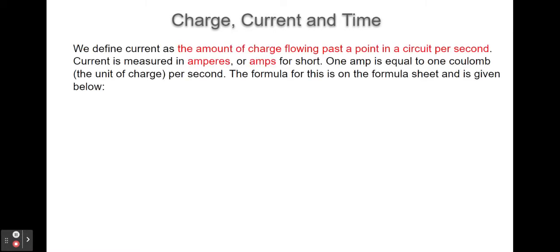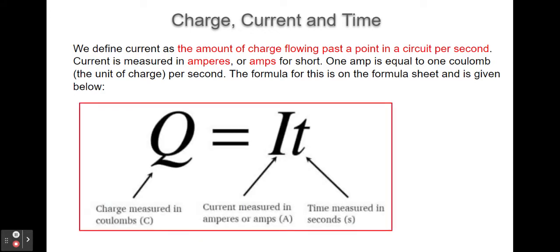So we can define the amount of charge flowing past a point in a circuit per second as the current. And the current is measured in amps or amperes for short. On the formula sheet, we have this formula: Q equals I times T, which means that the charge measured in coulombs is equal to the current measured in amps multiplied by the time measured in seconds. That is really just a different way of writing I equals Q divided by T, which is the definition of current: I equals charge divided by time. We can also use it to work out time, incidentally: the charge divided by the current.